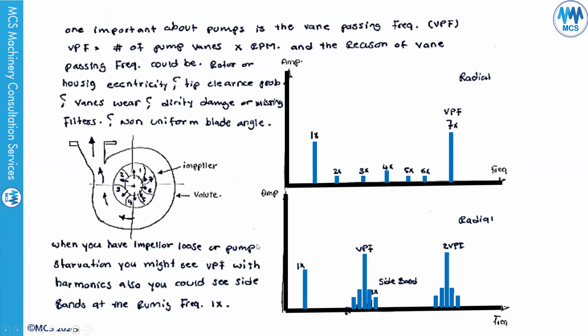Like if you see the vane passing frequency, this could be an indication. This could be just the characteristic frequency that appears on the pump or the compressor or the fan. So seeing the vane passing frequency doesn't mean that we have a fault. But if the amplitude increased, if the harmonics, if the side bands appear, then definitely you have something.